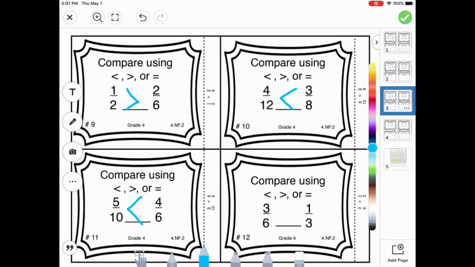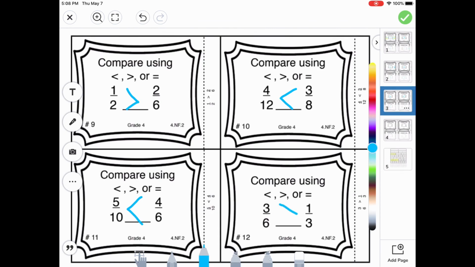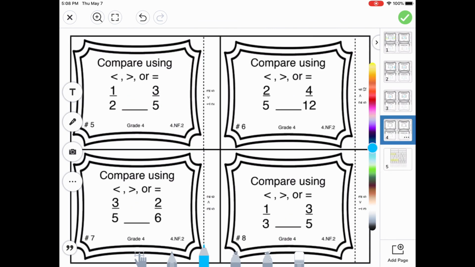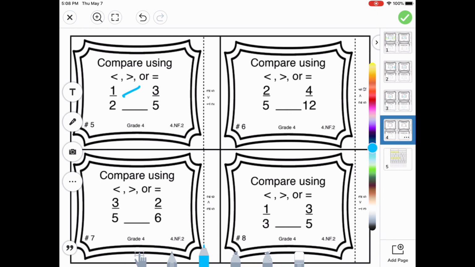The next question, I have 3/6 and 1/3. Three-sixths is greater than 1/3. On to the last page, I have 1/2 and 3/5. 3/5 is slightly greater than 1/2. So 1/2 is less than 3/5.